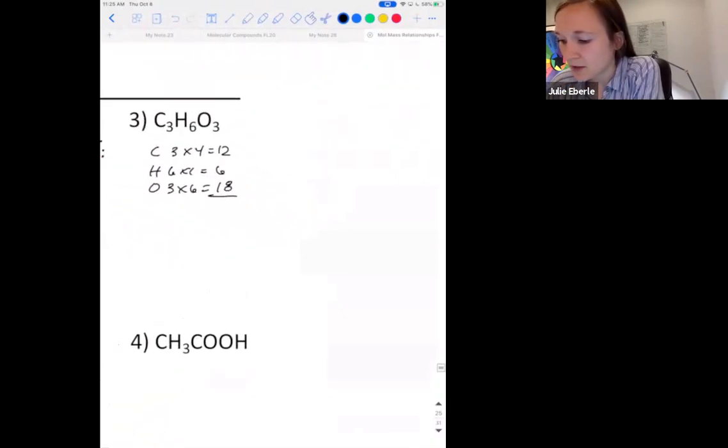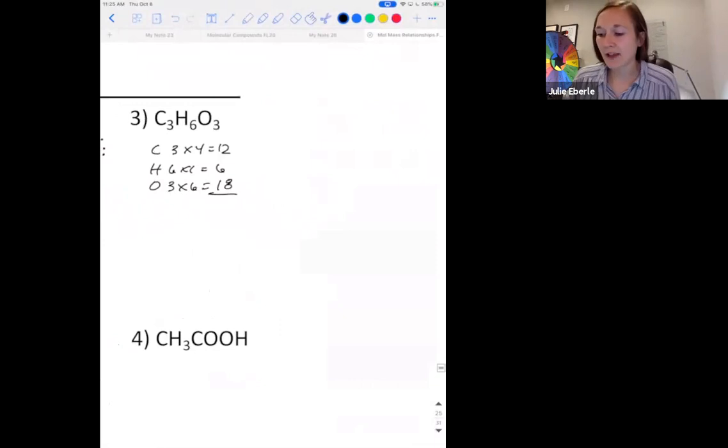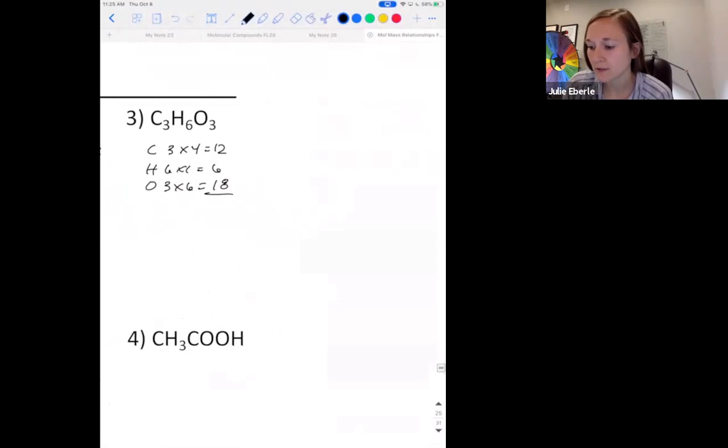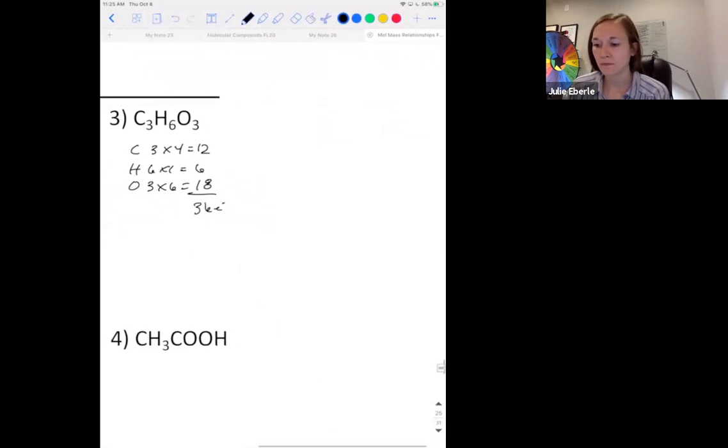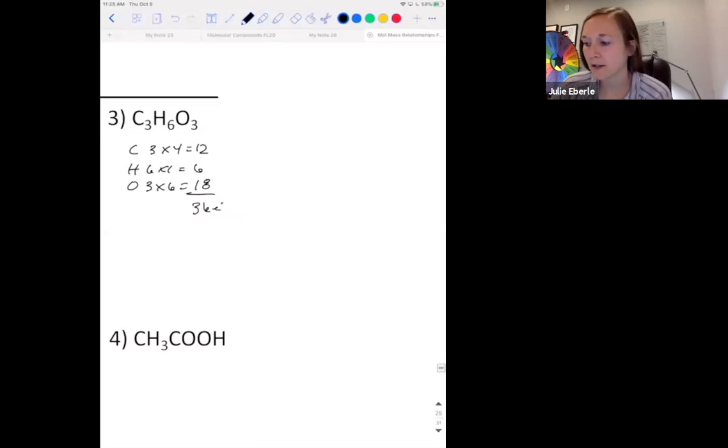Okay, so I'm zooming in on number 3. I was just adding up the valence here. I got 36. So someone shoot out an idea. How should we start to draw this? What's one thing we could do? 3-carbon chain. Okay, Kathleen says, let's just connect our carbons.